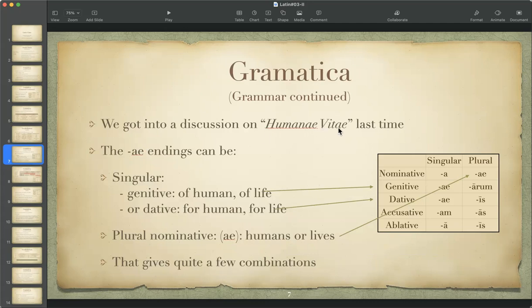So Humanae Vitae, so we have AE endings, okay? So we have an AE ending for genitive, we have an AE ending for dative in the singular, and we have an AE ending for plural. So we know that in the singular form, it is of human and of life. We're not joining these words into a sensible sentence yet here.